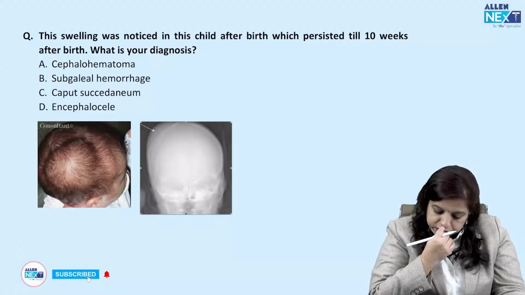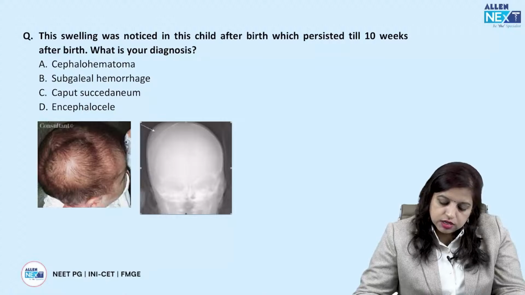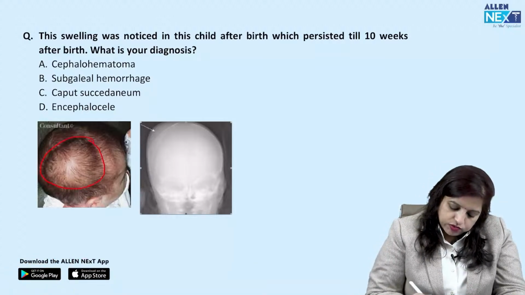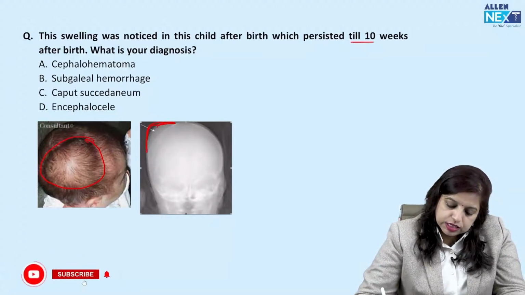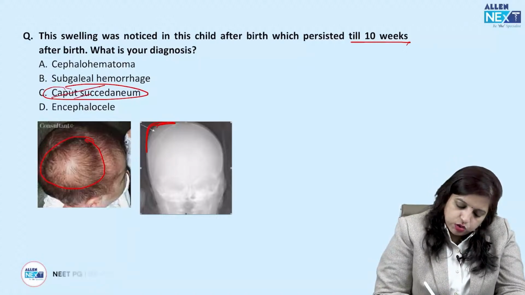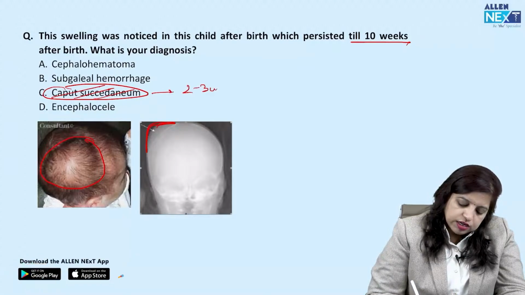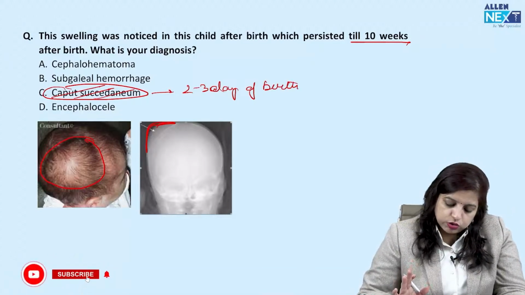Now, this swelling was noticed in this child after birth, which persisted till 10 weeks after birth. What is the diagnosis in the child? You can see there's a localized swelling over here. Again, in this X-ray also you can see, and this is persisting till 10 weeks. Will that be caput in any way? No, that will not be caput. Caput usually goes off by 2 to 3 days of birth, right? Within 2 to 3 days of birth, caput would disappear. So, this is not going to be caput.